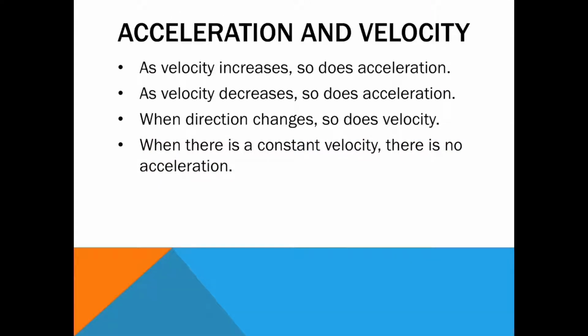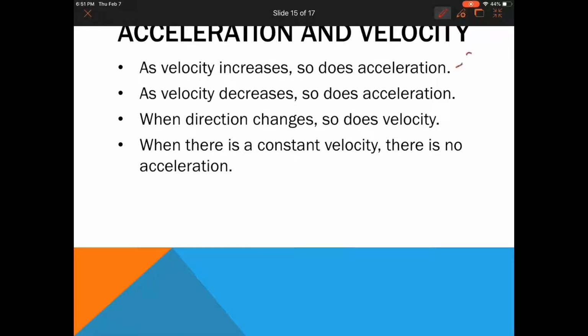Now let's compare acceleration and velocity. Well, as velocity increases, so does acceleration. So this would be the case of somebody speeding up. As velocity decreases, so does acceleration. This would be slowing down. Well, when the direction changes, so does the velocity. And when there is a constant velocity, there's no acceleration.